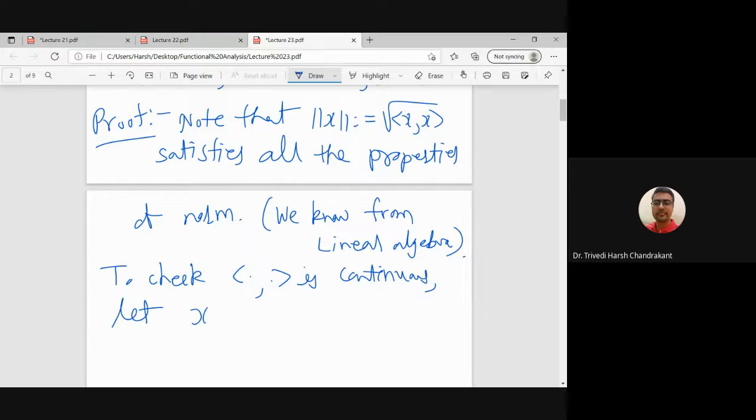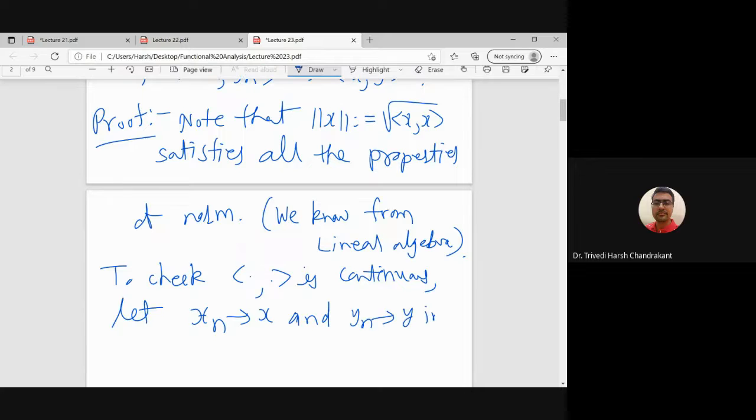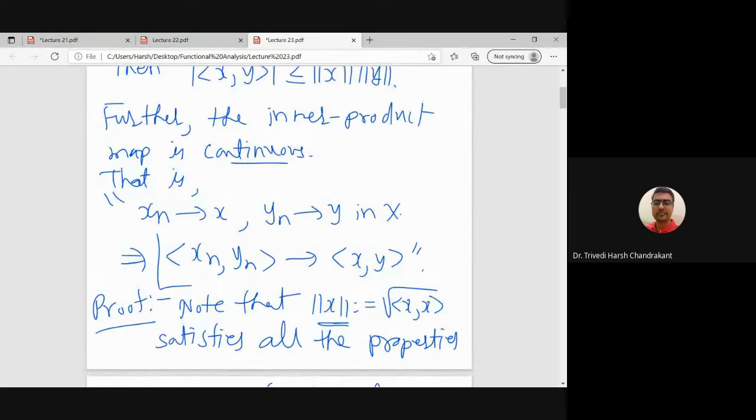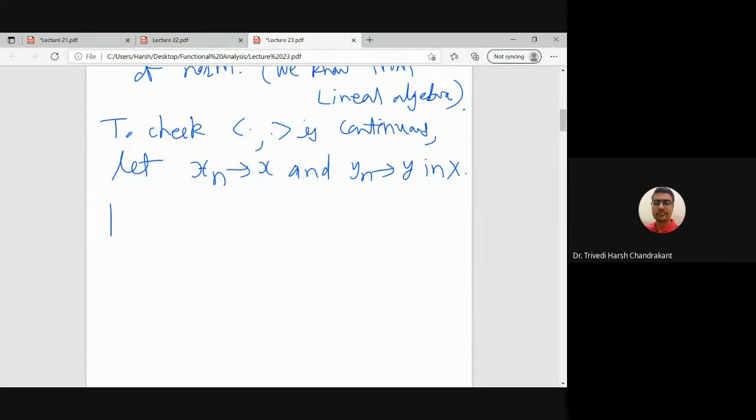let us take two sequences. So let xn converge to x and yn converge to y in the normed linear space x, because now x has a norm. So with respect to this norm, we have two sequences which are convergent. What we need to show is that inner product xn yn converges to inner product xy. The value of the inner product is a complex number. That is an element of k.